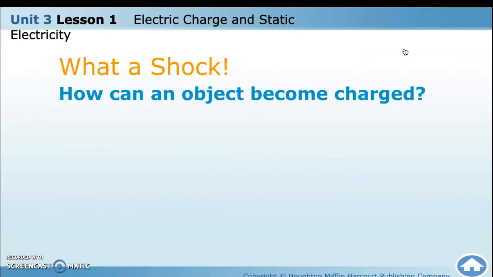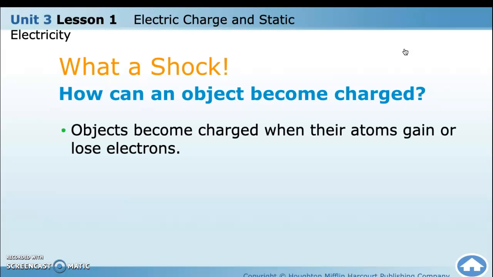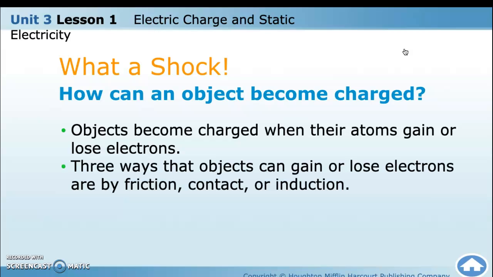So now, how can an object become charged? Objects become charged when their atoms gain or lose electrons. And it's extremely important that you understand that it's never going to be loss of protons or loss of neutrons whenever. It's always going to be a gain or loss of electrons. The three ways that objects can gain or lose electrons are by friction, contact, or induction. And contact is sometimes also called conduction.